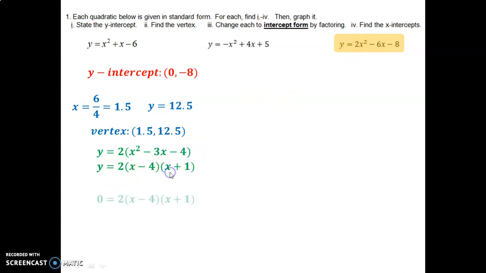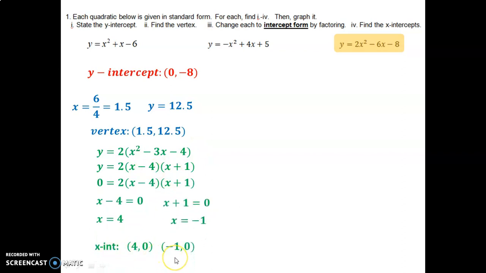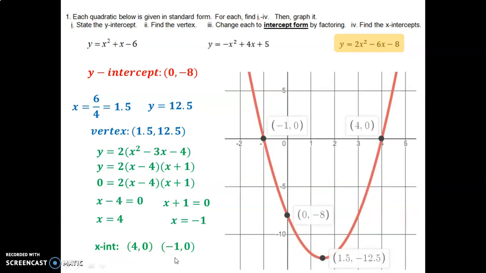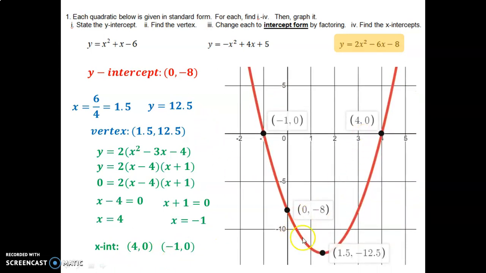Alright, now those two factors allow us to solve, check your work here, and we get 2 x-intercepts. Let's check the graph and make sure. We can see, yes, it's a narrow parabola. We have a vertex here, we have a y-intercept here, and our 2 x-intercepts are here, the ones we found.